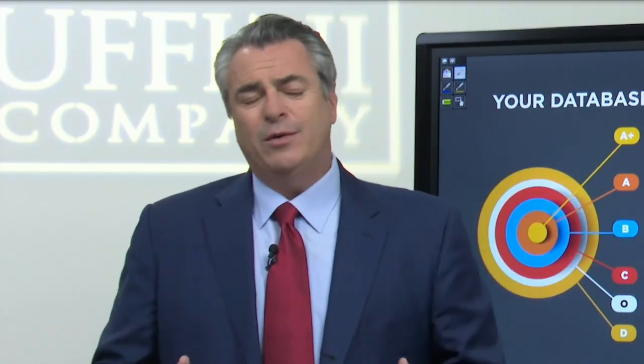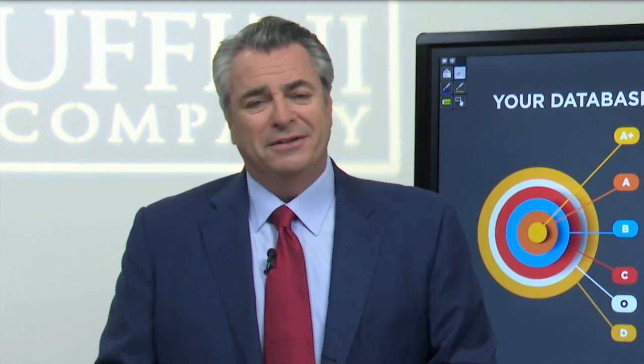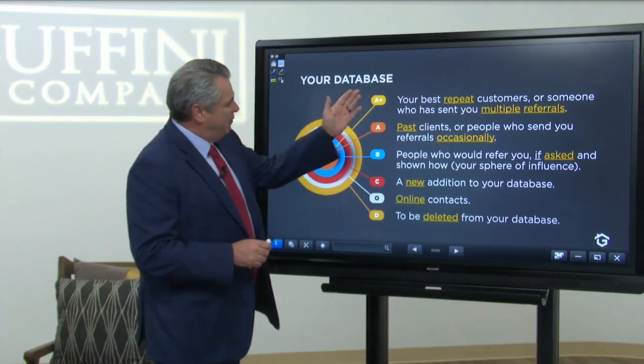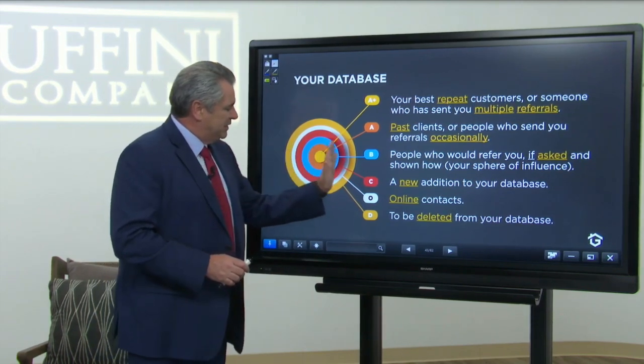They're people you don't connect with. Maybe they're super negative, real downer, okay? Those are people you don't want to keep investing in, okay? So we have our A+, our A's, our B's, our C's, our O's, and our D's. And this becomes a descending order.